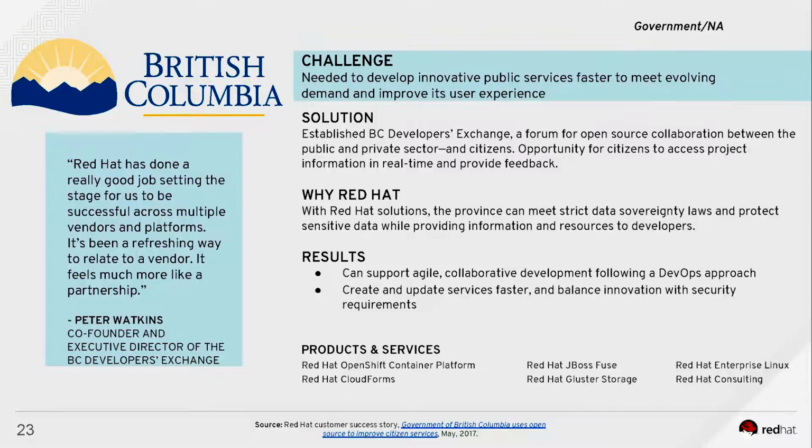From that point onwards, to deliver a service, it would take them at least 3 or 4 months. And they were like, no, we don't want to do it this way. So what they wanted to do was use a much more innovative public service to meet customer demands much faster and to provide a totally new experience to its customers. So they started adopting open source technologies.